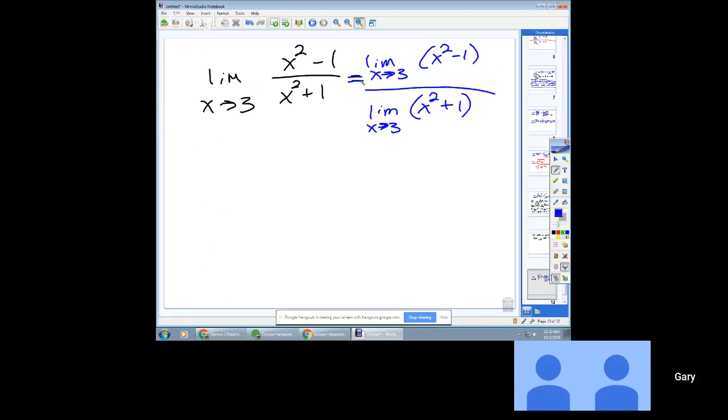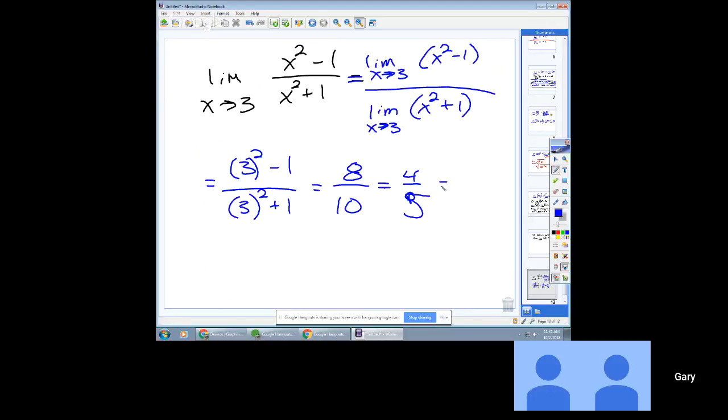But what kind of function is the numerator? It's polynomial. What kind of function is the denominator? Polynomial. What do we know about polynomials? You just plug in and go. So I plug in 3 to the numerator, I get 3 squared minus 1. Plug in 3 to the bottom, I get 3 squared plus 1. 9 minus 1 is 8, 9 plus 1 is 10. So this goes to 8/10, or if you like to reduce fractions, 4/5. If you prefer decimals, it would be 0.8. Take your pick, they're all nice.